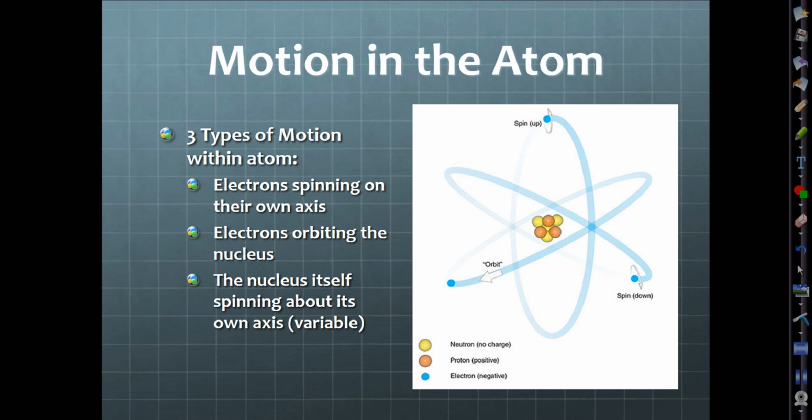And then finally, your nucleus itself spins about its own axis, depending on if it has a positive charge versus a neutral charge. So that can be variable. That's why it's really important when we talk about those isotopes, where you have more positive charge than neutral charge, more protons than neutrons.